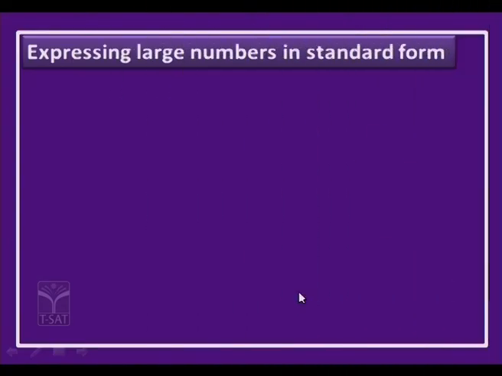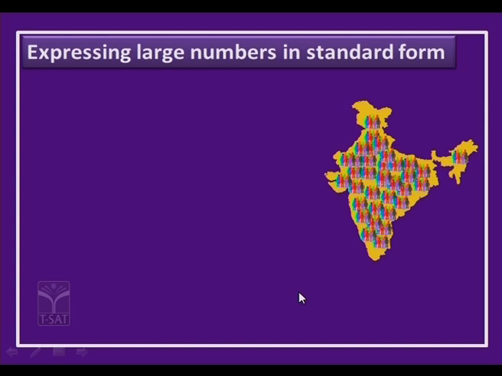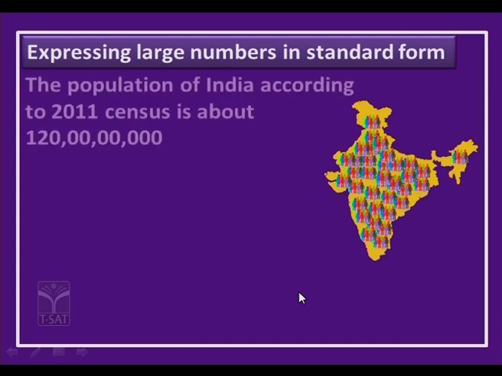Okay, children. Till now we have learnt exponents and also laws of exponents, and we have seen a few examples also. Now, let us learn how to express large numbers in their standard form. Okay, children, let us see. We have already seen the population of our country. It is 120 crores according to the 2011 census.